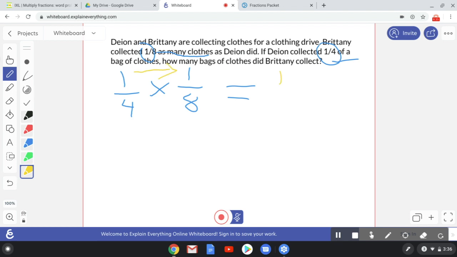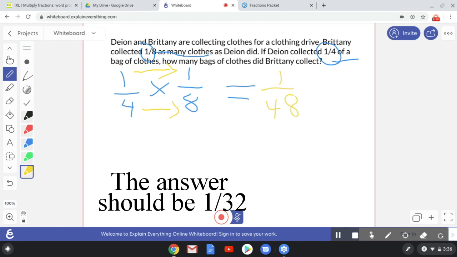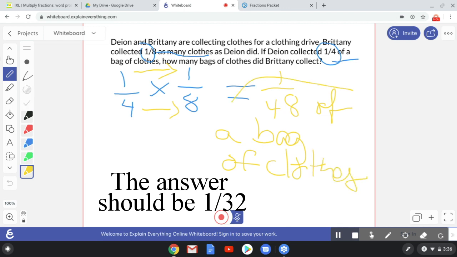1 times 1 is 1. 4 times 8 is 32. So my answer is 1/32. Now, it's not just 1/32. It is 1/32 what, right? You always have to ask yourself what. So 1/32 of a bag of clothes. And there is your answer.